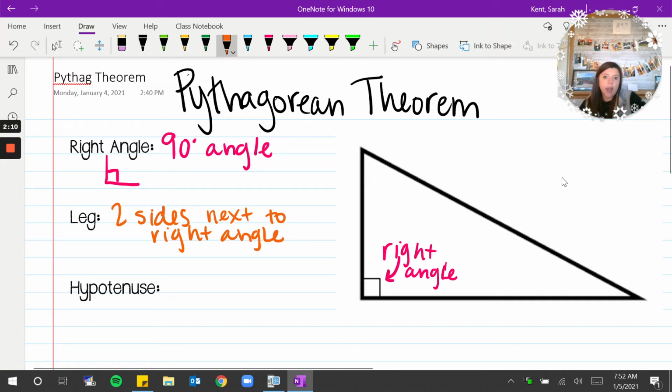So here's our right angle. Next to the right angle, we've got a leg. And then down here, we have another leg. Those are the two sides that are next to the right angle. We can go out from the right angle, we can go up from the right angle. Those are our legs.